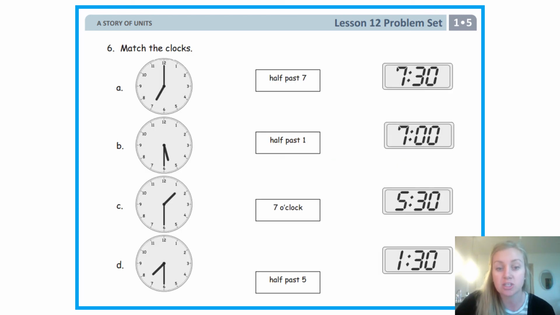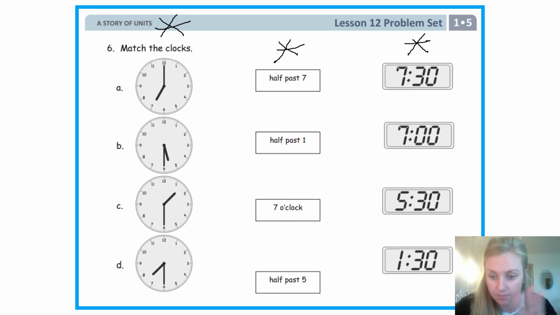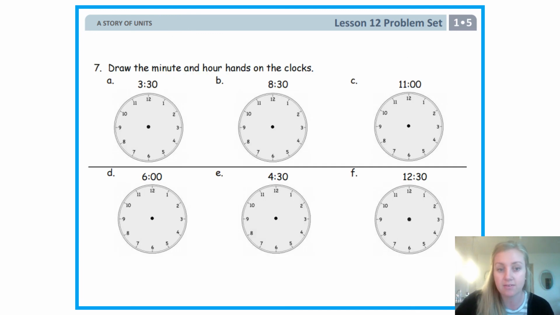Number 6, you're matching the clocks to the ones in the middle, the digital clocks, and the circular analog clocks. So all of the clocks should match to one in the middle and a digital clock on this side. There will be a match for all 3. Number 7, you're drawing the minute and hour hands on the clocks. Draw the minute hands and the hour hands on the clocks.